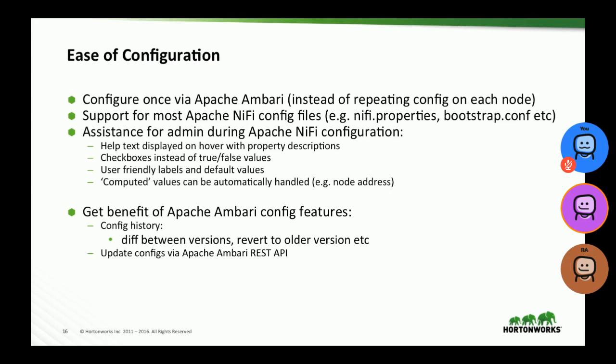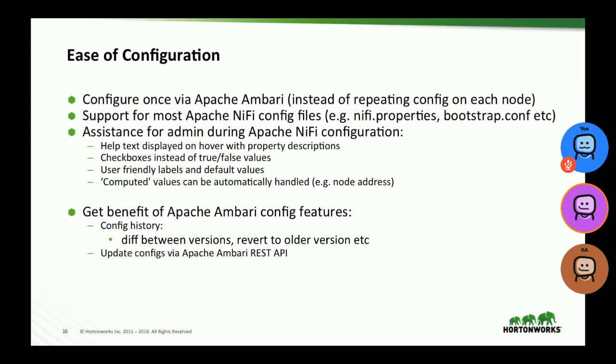The other nice thing is that Ambari can take care of computed values automatically. So, for example, if you've ever configured NiFi in a multi-node setup, you'll know that one of the things you have to provide is the FQDN or the IP address of the current node. So if you have a 10-node cluster, that can get tedious to enter manually. What Ambari can do is it already has an agent running there, so it knows what the FQDN is. So it can go ahead and populate that for you.